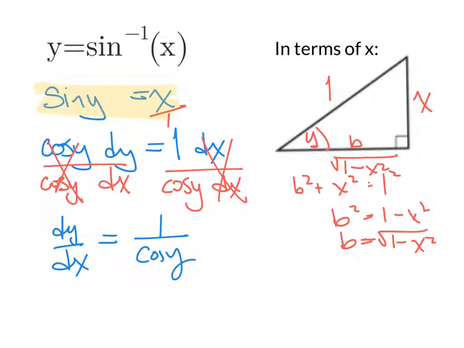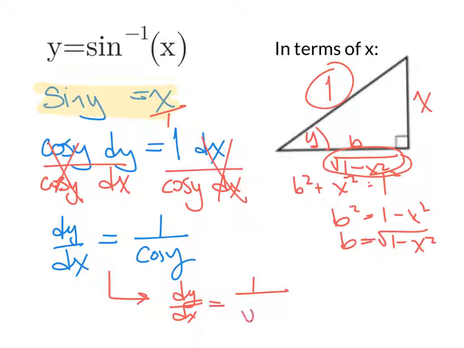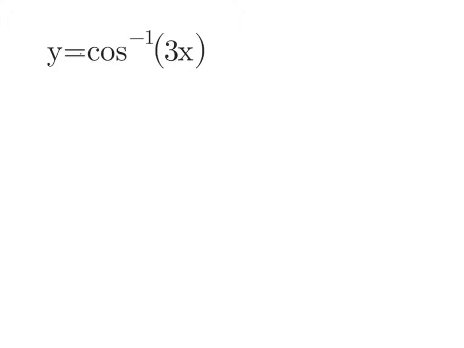And that's going to be all I need to rewrite this equation, the derivative of y with respect to x. Instead of being 1 over the cosine of y, looking at my triangle, I actually have a value for the cosine of y. It's going to be adjacent, this square root of 1 minus x squared, over hypotenuse 1, which is just square root of 1 minus x squared. And now we have the derivative with respect to x written in terms of x. Let's try it a couple more times.